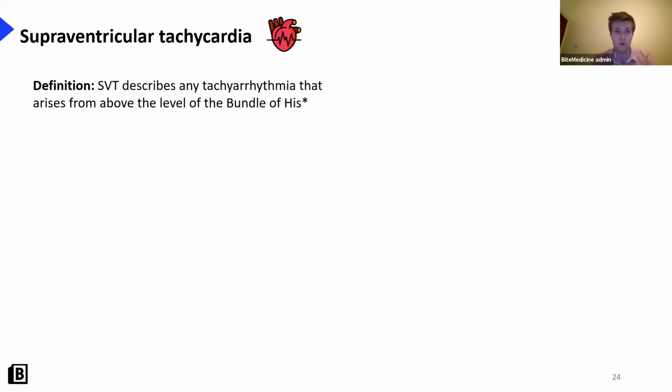So moving on, I wanted to put this in. This is something that I just wanted to mention off the bat. We will be talking about narrow complex, regular and irregular tachyarrhythmias. But before we start, I just wanted to mention this term, supraventricular tachycardia. You'll hear it bandied about as SVT. It describes any tachyarrhythmia that arises from above the level of the bundle of His. So I just thought it's important for you guys to know your terms.